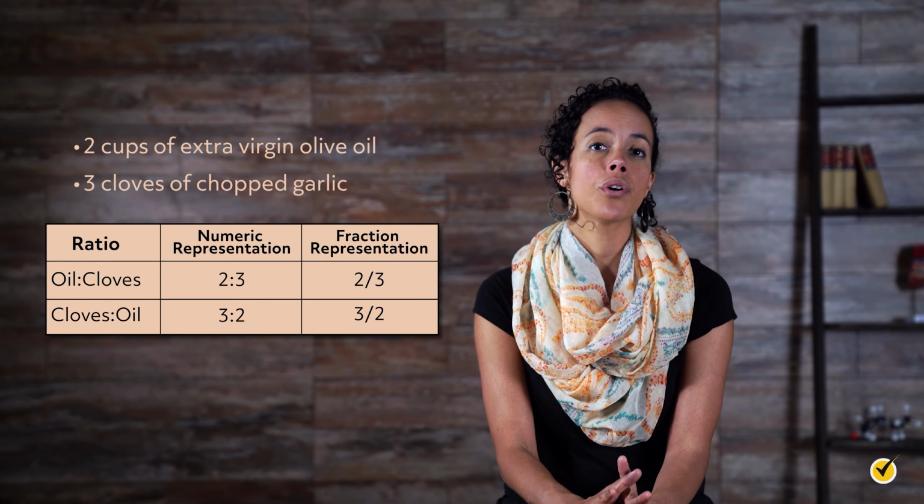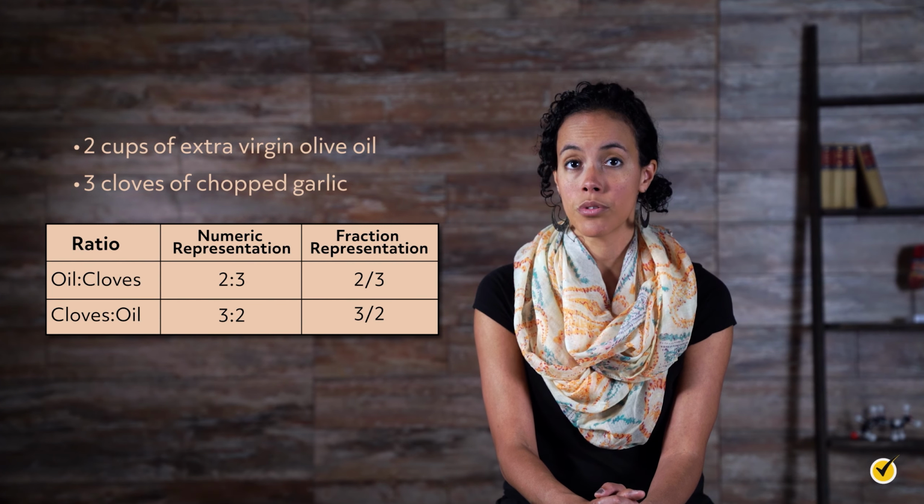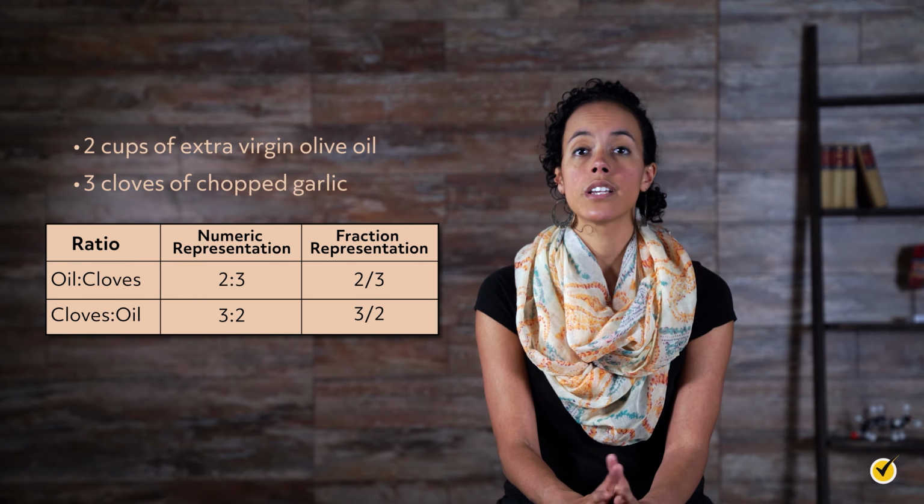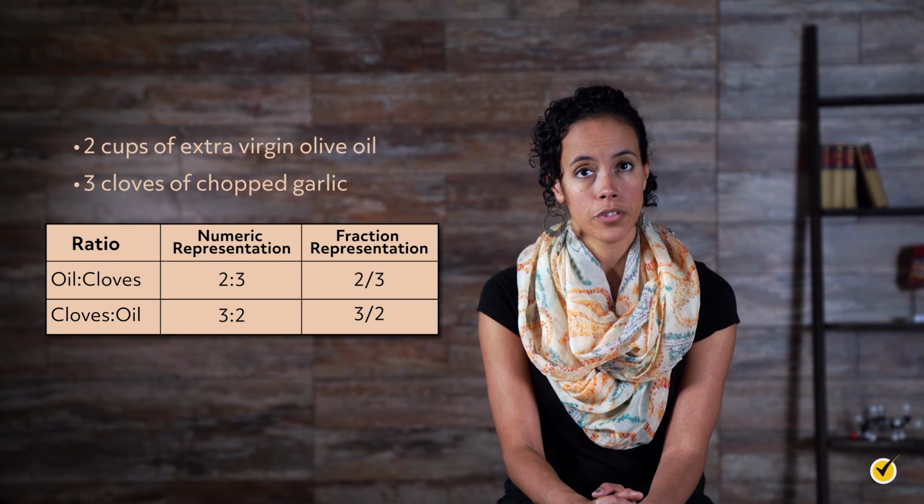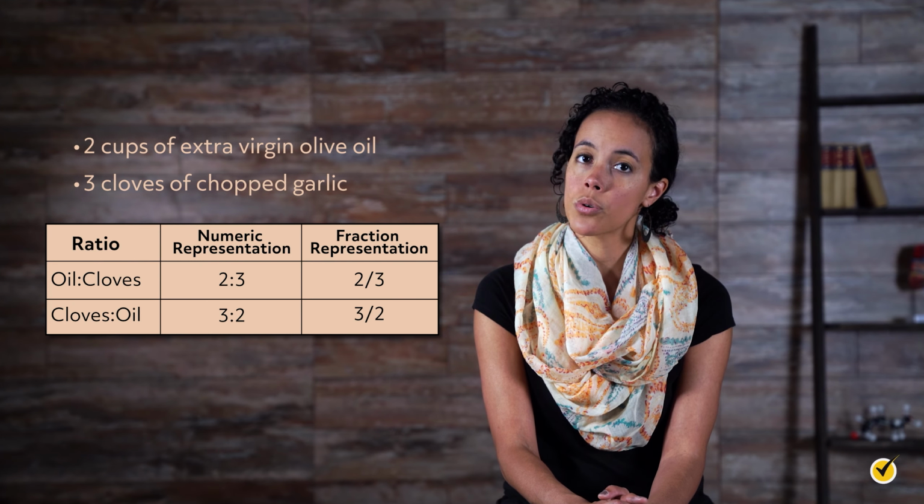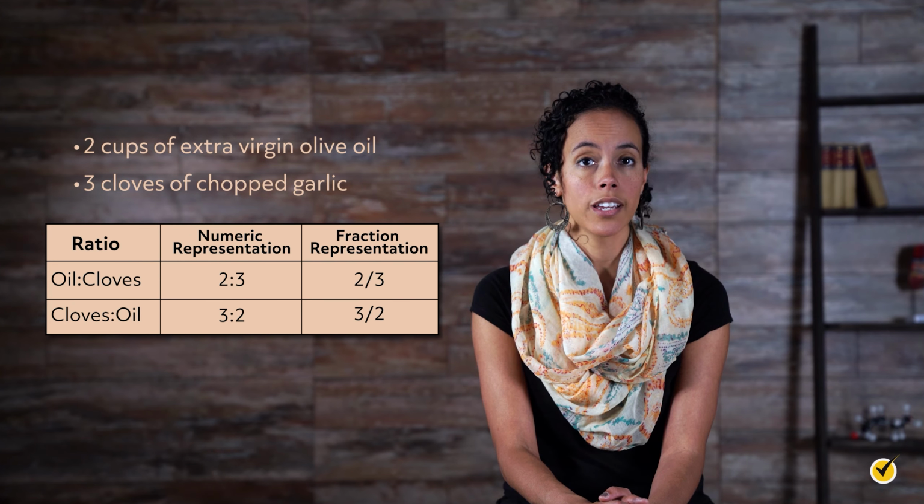The recipe calls for many ingredients, including 2 cups of extra virgin olive oil and 3 cloves of chopped garlic. In this case, the ratio of oil to cloves is 2 to 3, or 2 over 3, and the ratio of garlic to oil is 3 to 2, or 3 over 2. In cooking, you might hear this referred to as 2 parts oil, 3 parts garlic. This is because the units here are different, cloves versus cups.